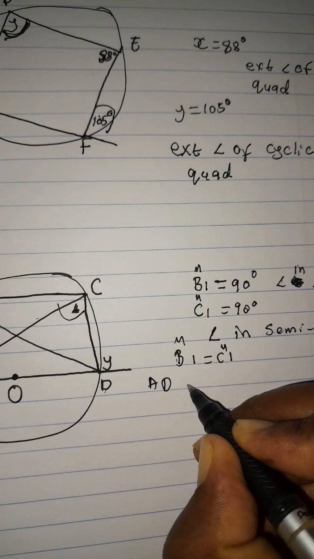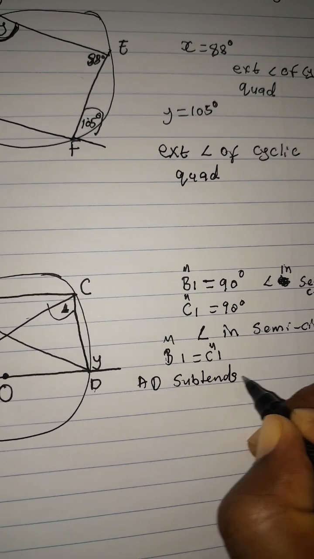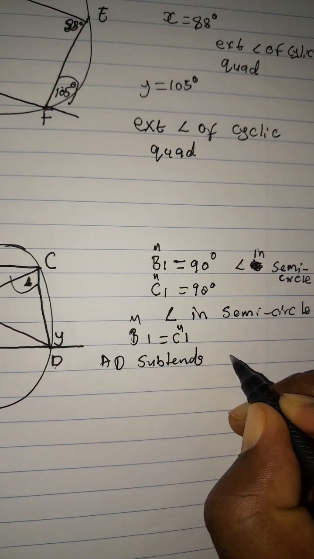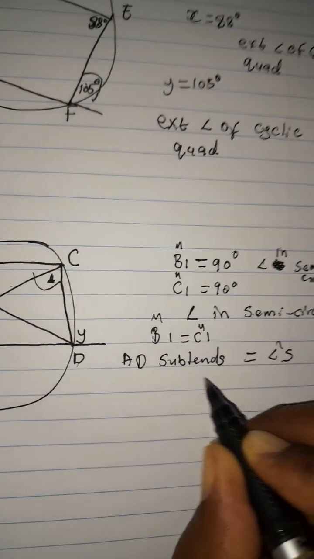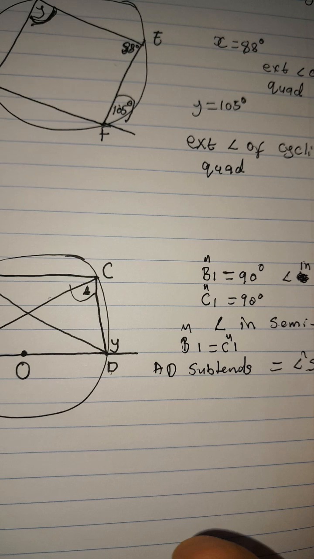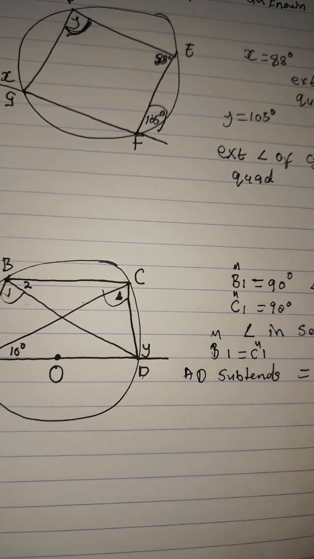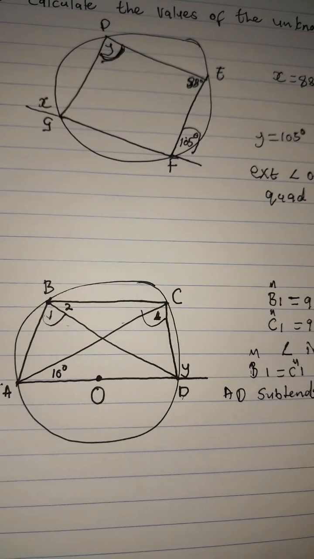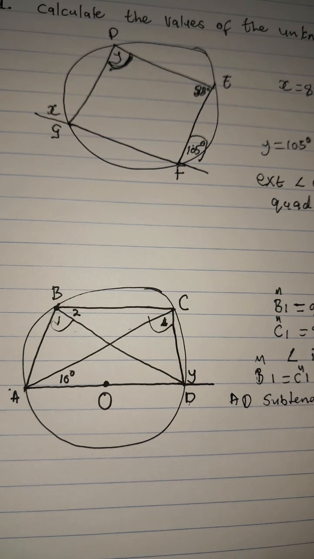AD subtends. Do you know what it is to subtend? To create. AD subtends equal angles, right? Are we done yet? No, we are not done. Since we know that angle B1 and C1 are equal, we need to work out that 10 degrees now.